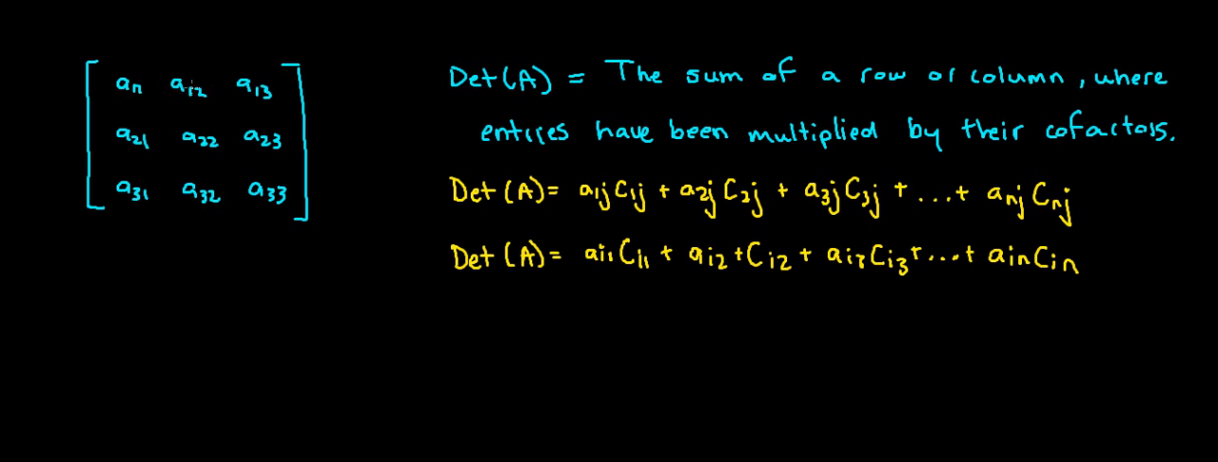For A12, eliminate the column and the row, and this matrix, A21, A23, A31, A33. Find the determinant of that. There's a sign that goes along with it. Don't worry about that for now. Just have a look at how to get the cofactors. For A13, same thing. Find the determinant of this.